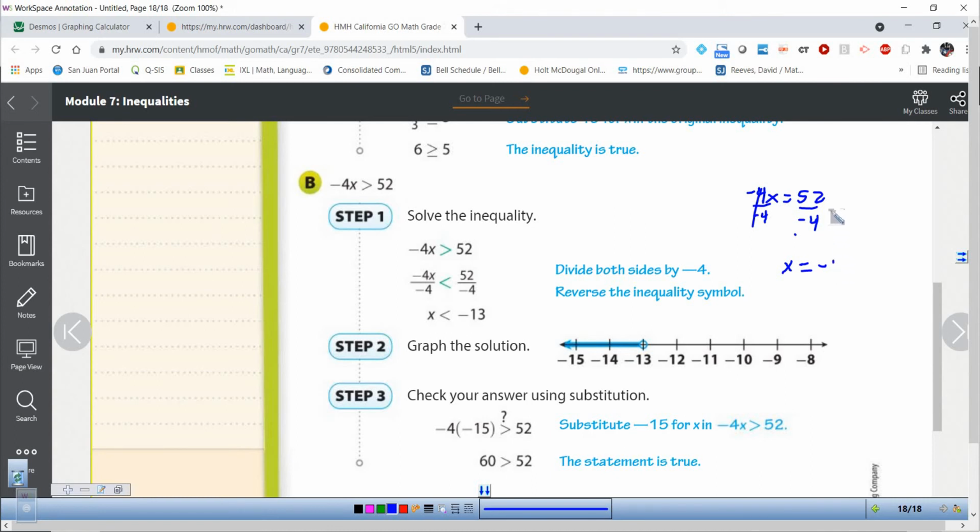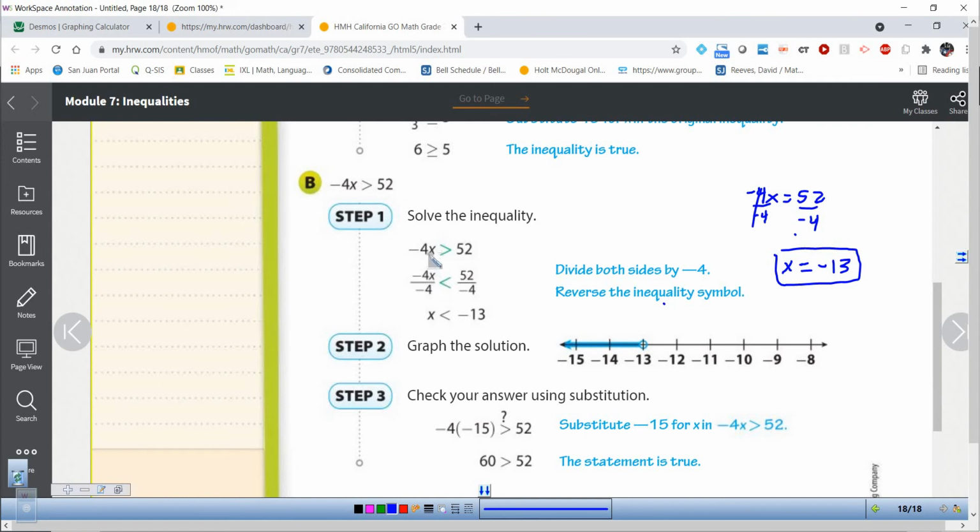4 goes into 5 one time, and then we get 12, 13. All right, so if it were an equation, we would just get x is equal to negative 13, and it would be right there, and we'd put a dot, right?